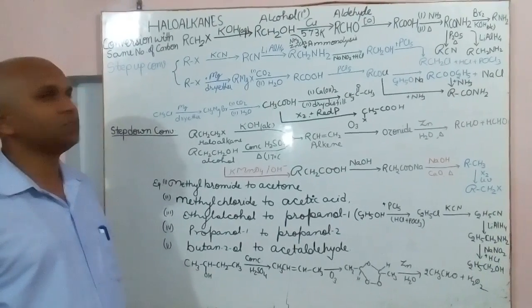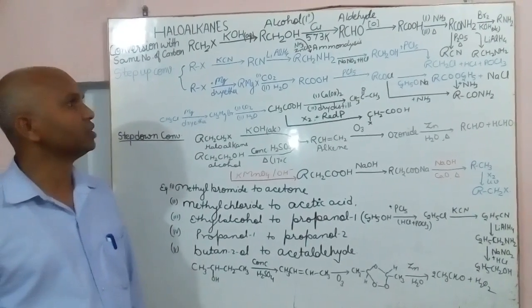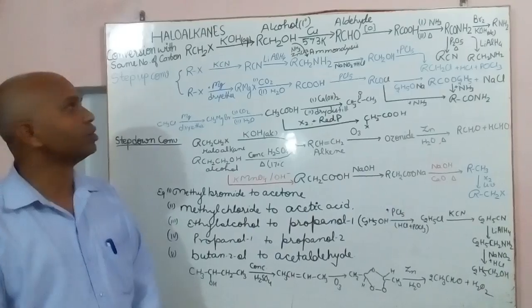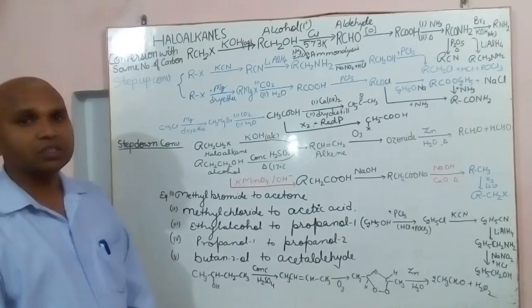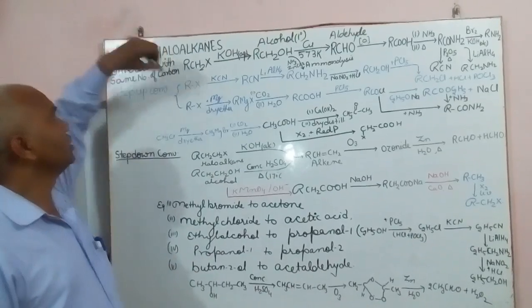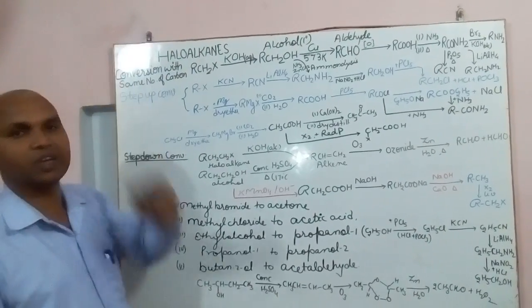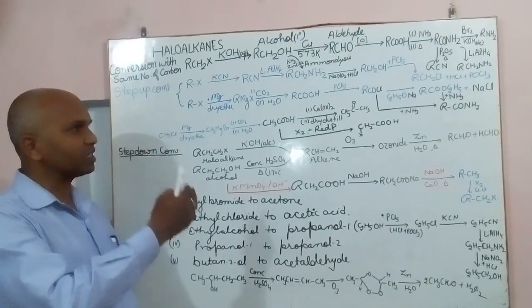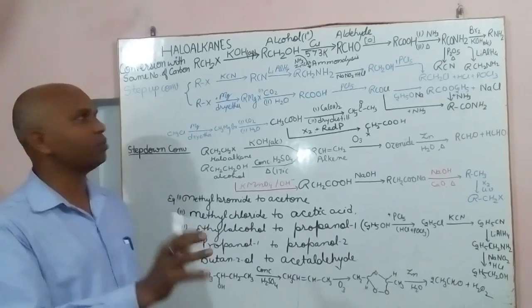Hello, today we shall come to know how to do the organic conversion. That is the important question for the board examination. And you can see that the first row, which is written with black color, shows the conversion with the same number of carbon. It means the number of carbon in the reactant and the number of carbon in the product will be same.